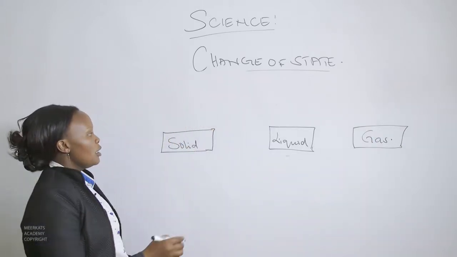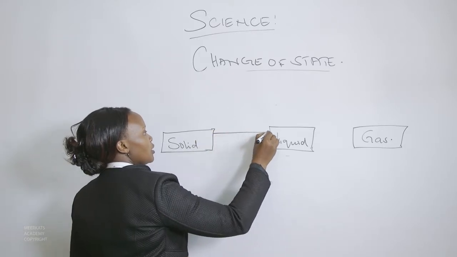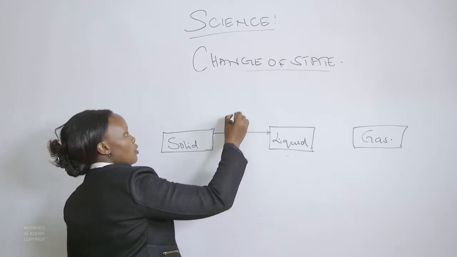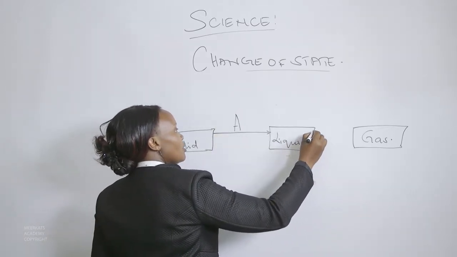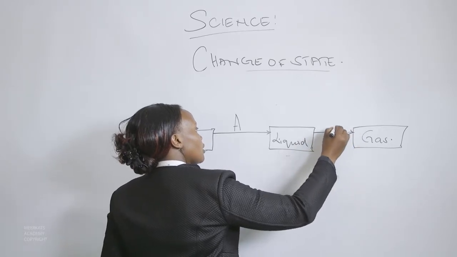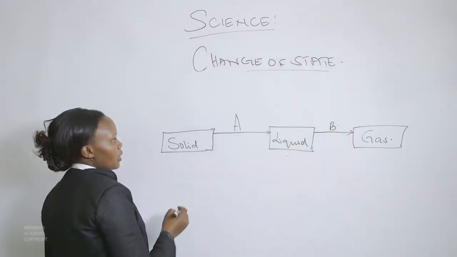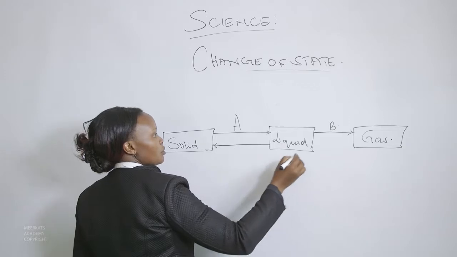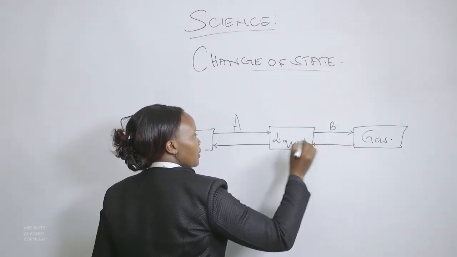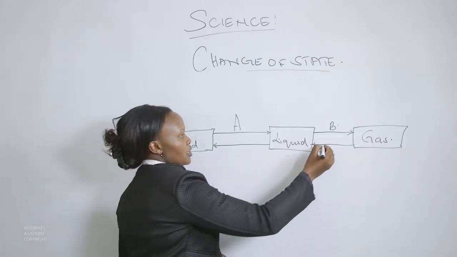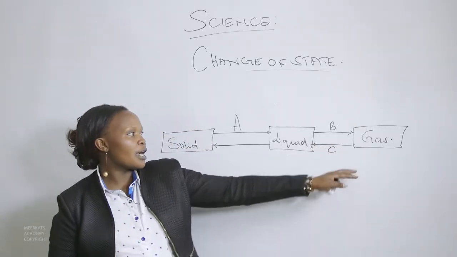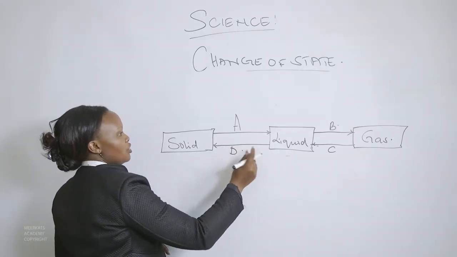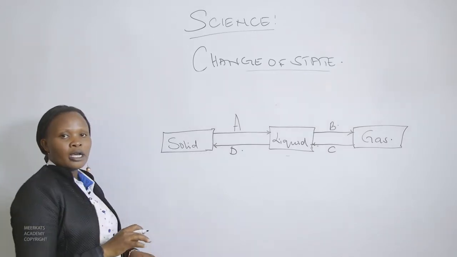Now, a solid can change into a gas through a process we are going to call A. Now, a liquid can change to a gas through a process we could call B. And now, the reverse could also happen, where we could have process C changing a gas to a liquid, and process D changing a liquid to a solid.